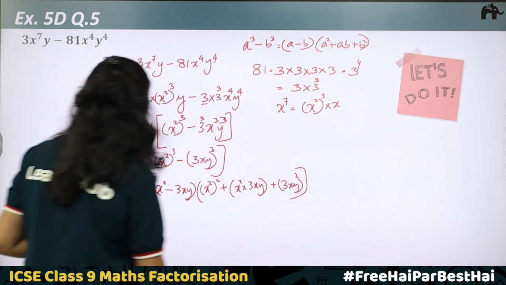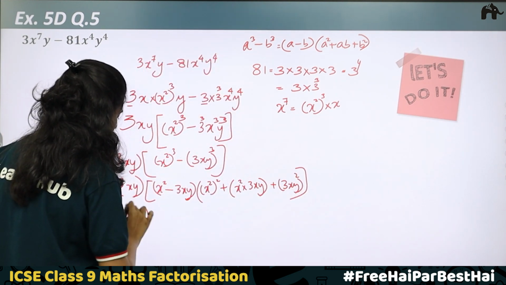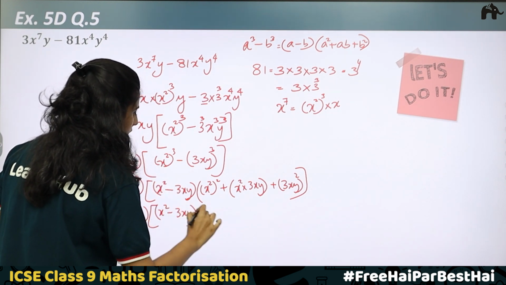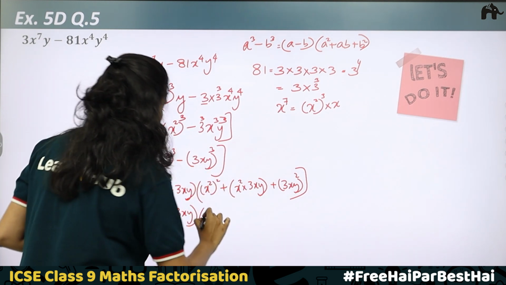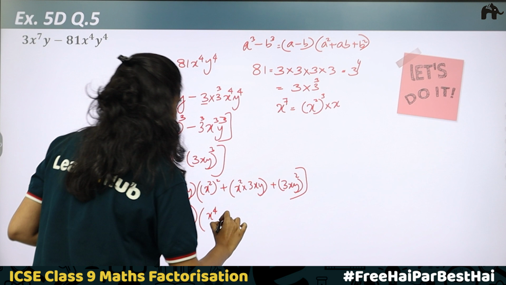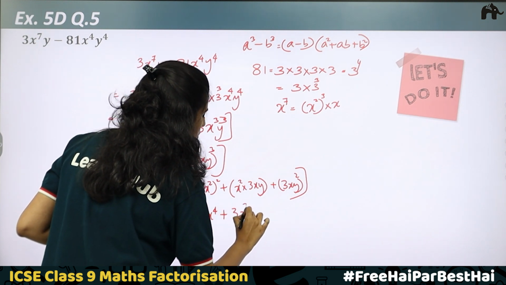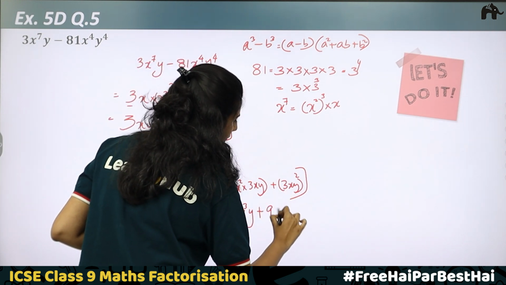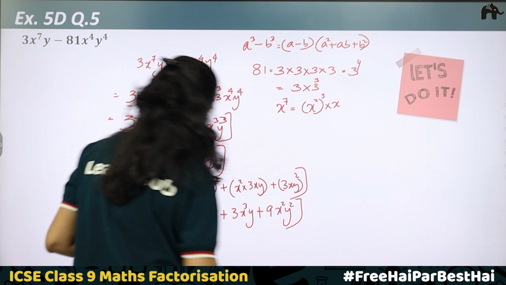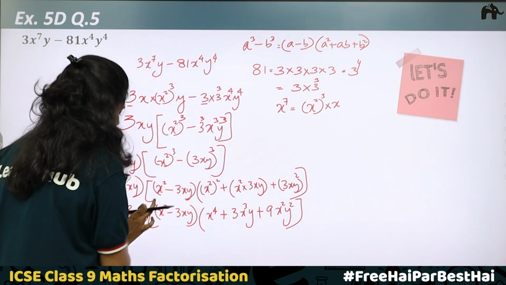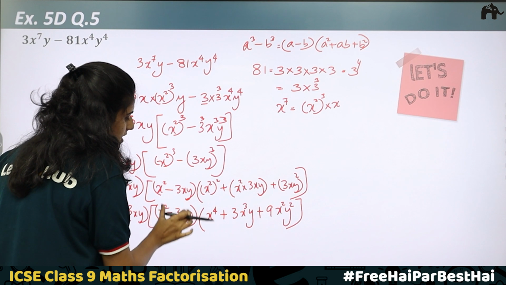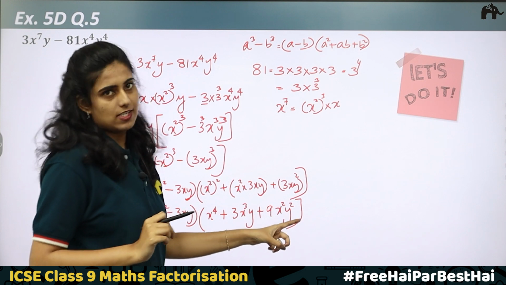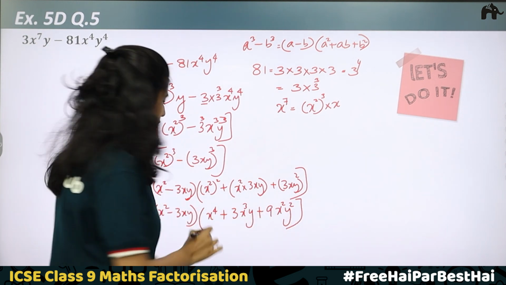square, which is equal to 3xy into x square minus 3xy into x square the whole square is x raised to 4 plus 3x cube y plus 9x square y square. Okay, so we have three factors: 3xy, x square minus 3xy, x raised to 4 plus 3x cube y plus 9x square y square. Clear? So these are the factors.